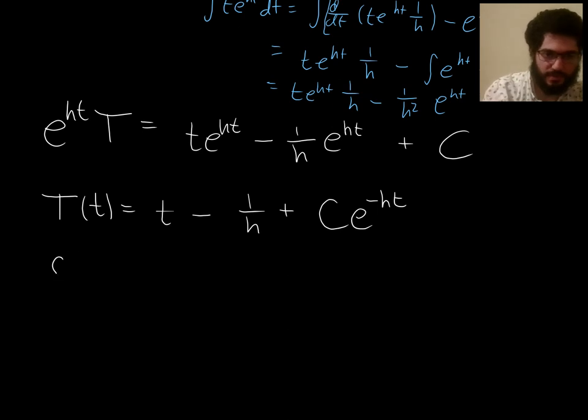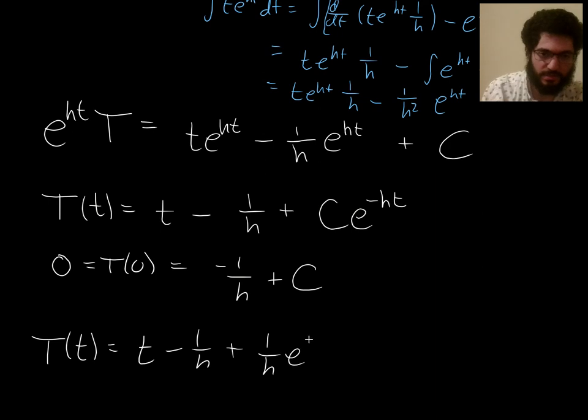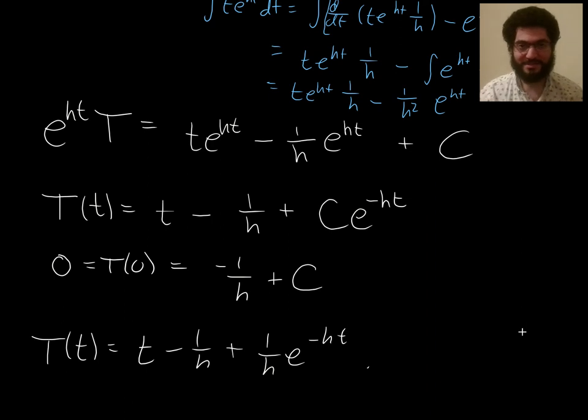So 0 is capital T of 0, which is what I would get here if I plugged in 0 for t, which is minus 1 over h plus c. So c must equal 1 over h. T minus 1 over h plus 1 over h e to the minus ht. And I don't know about you, but I really want to plot this. I just want to see what shape that has. What does it look like for the object temperature to try to keep up with the gradually ramping up environment?